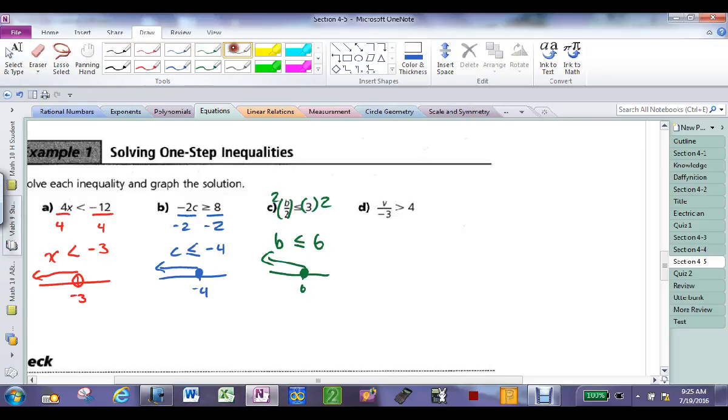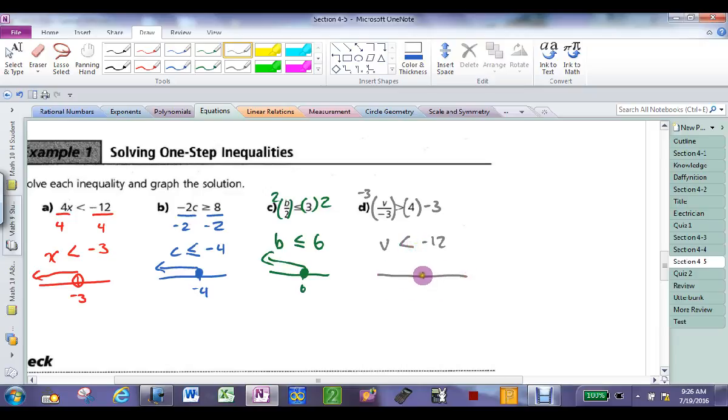I know. What do I do to get rid of this? Times by 3. Multiply by negative 3. Why negative 3? Because that's the number I want to get rid of. And it is seen to be dividing. So I must do the opposite of what I see. Negative 12. What happens to the sign? It flips. Because I divided by a negative number.